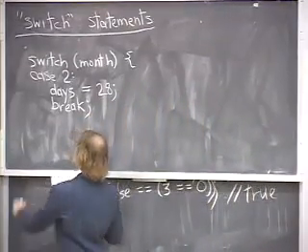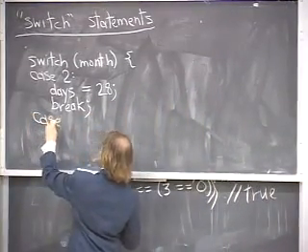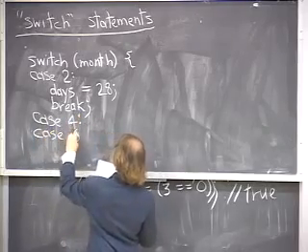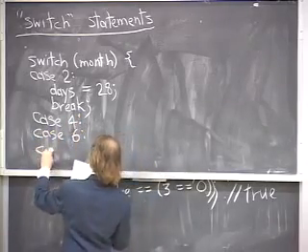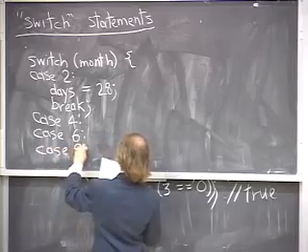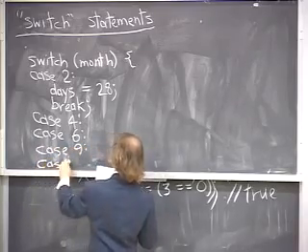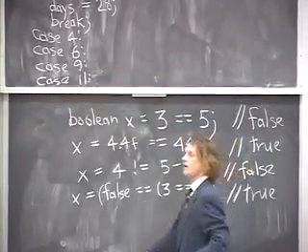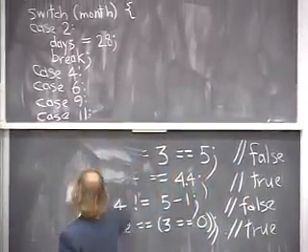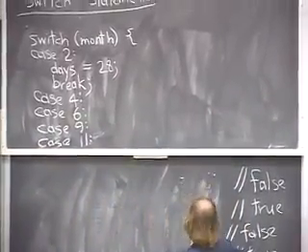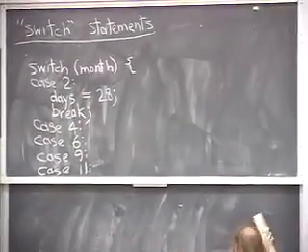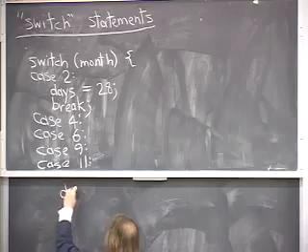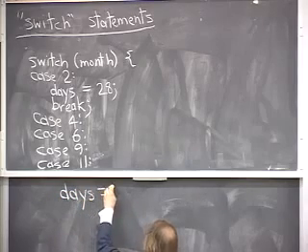Now let's look at some other cases. Maybe it's April. Maybe it's June. Maybe it's September. Maybe it's November. I'm going to bunch those 4 cases together so that I can handle them all with the same code. Those are the months that have 30 days.